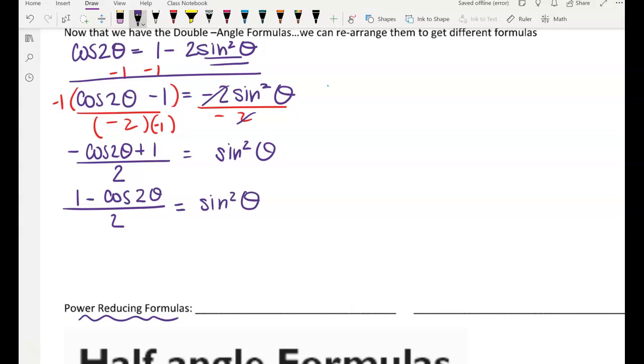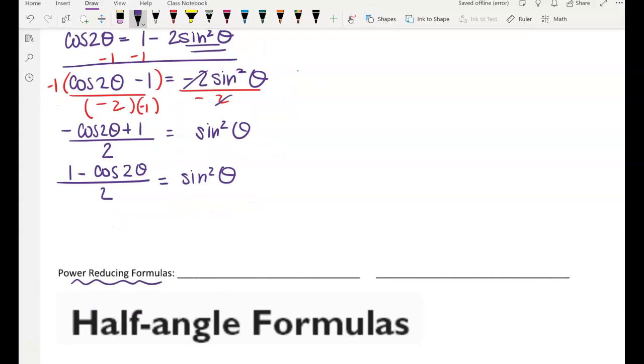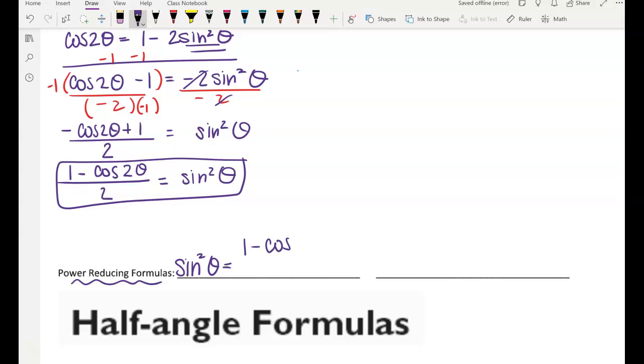Now, as you can see, we can take the other double angle of cosine, the one that contains just the cosine, and we can do the same thing to get cosine square, and we can do the same thing for tangent. So for the power reducing formula, there are 3. The first one, we're going to copy this down, okay? So sine square of theta equals 1 minus cosine of 2 theta all over 2.